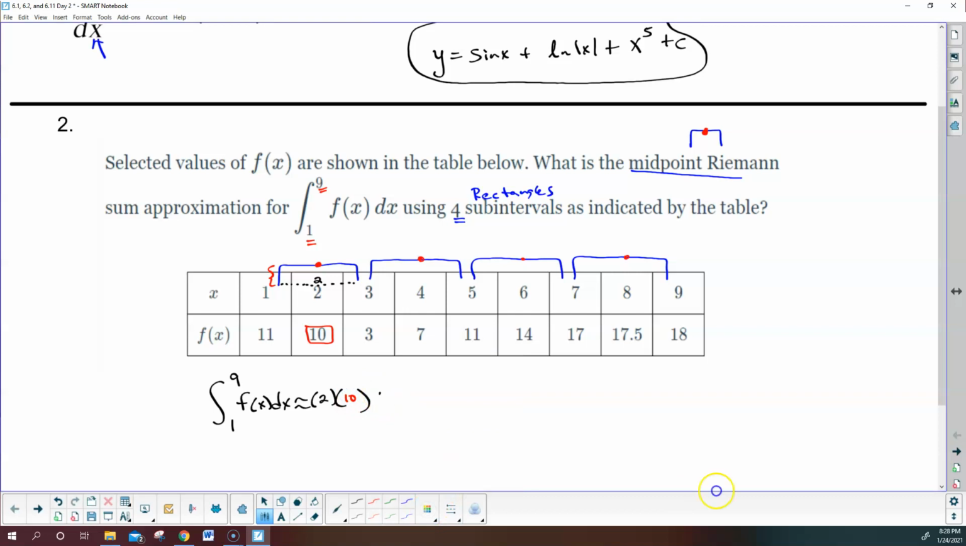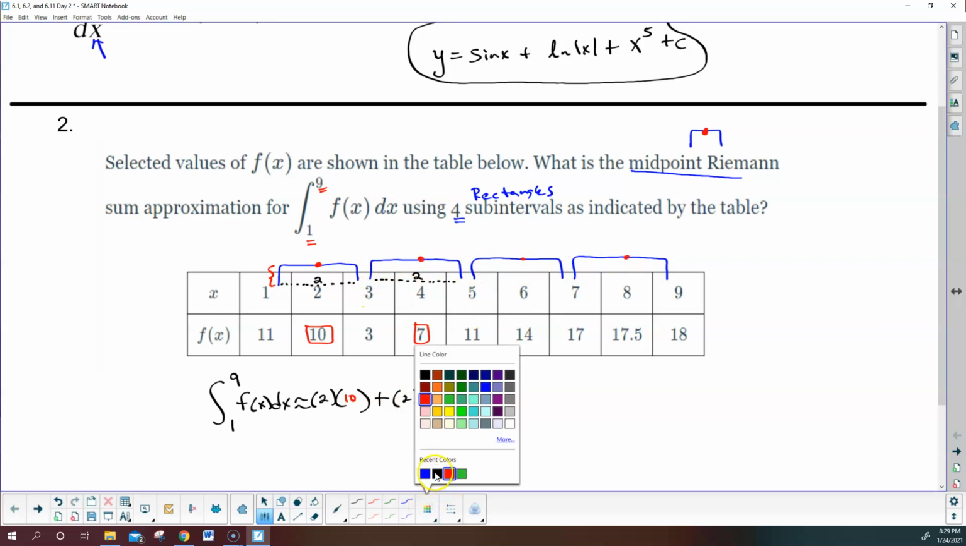Now, you shouldn't always just assume that it's going to be the same width every time, because sometimes it's not. So I'm looking at the distance between 5 and 3, which is 2. So that width is the same. And then the height is how tall is it at 4. Well, the height is the y value going up, so this value would be 7. And that would be the area of this rectangle. And then we've got to find the area of the other two.